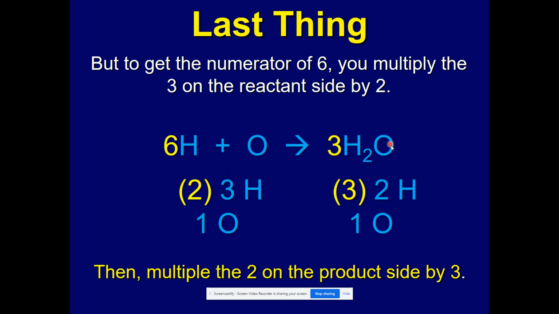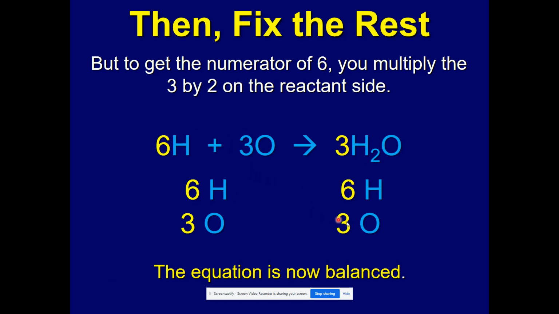But when we put the 3 here, that affected the oxygen. Okay, so we'll have 3 oxygens. So that tells us we have to come back here and put a 3 here, right? We've got 3 oxygens now. We're going to put a 3 right here. Okay, and now it is balanced.